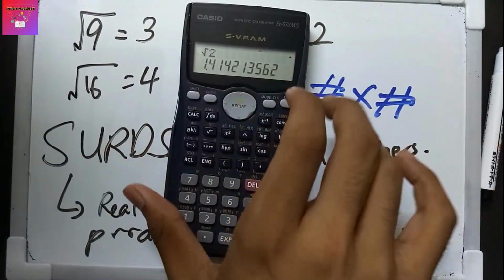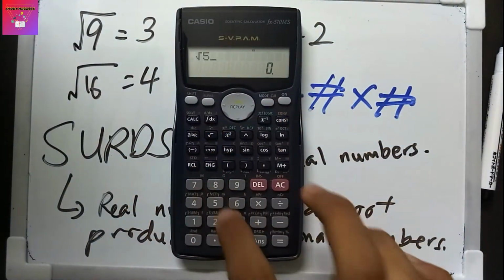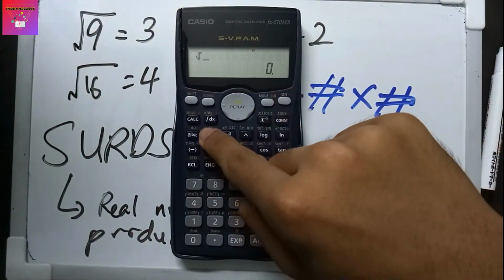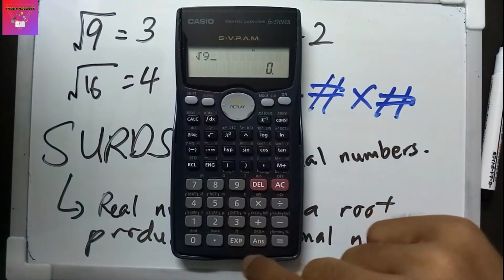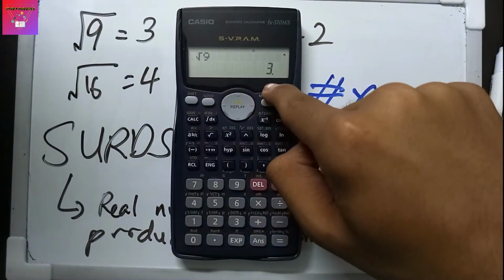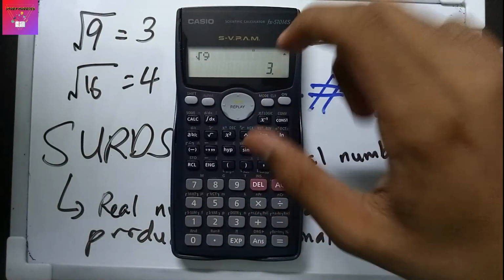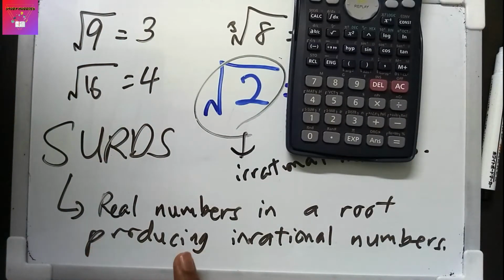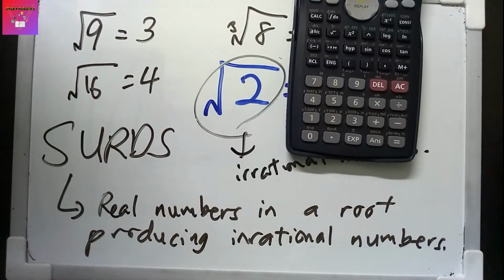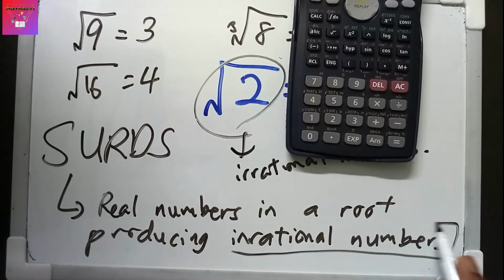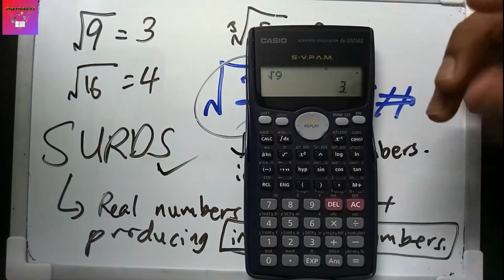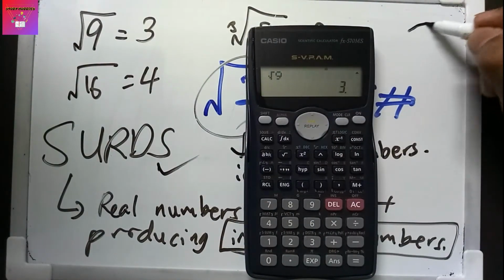Let's say I'm going to try square root 5, which is going to give another irrational number. So square root 9, let's say, is going to produce the number 3. So is this a surd or not? Now look at the definition of surds again. Real numbers in a root producing an irrational number. So whatever is producing irrational numbers only is categorized as surds. But for this case, we can see that it's producing the number 3.